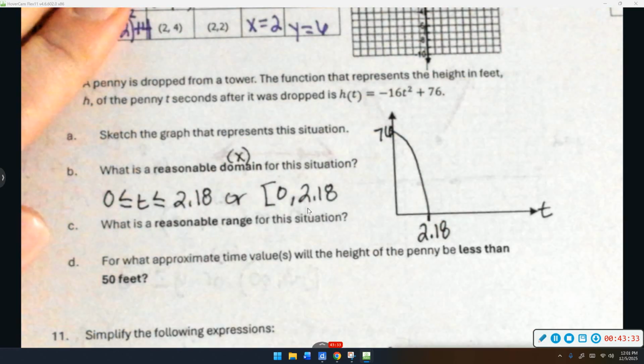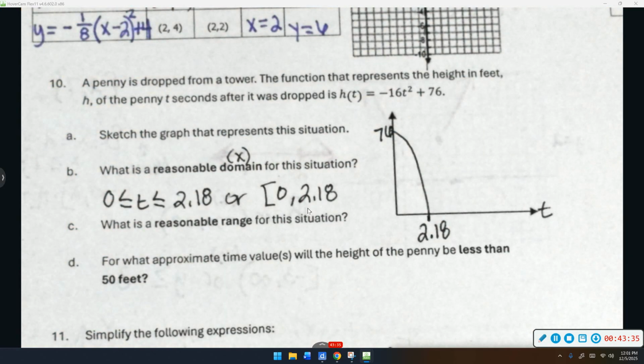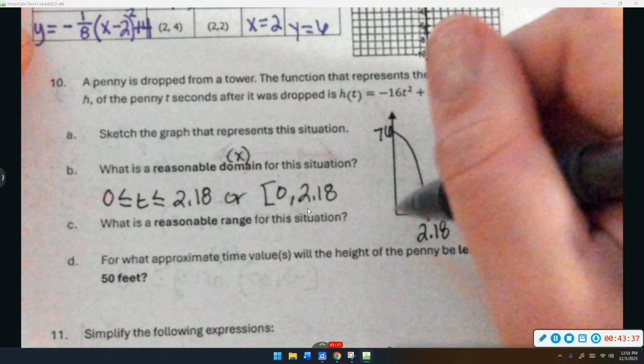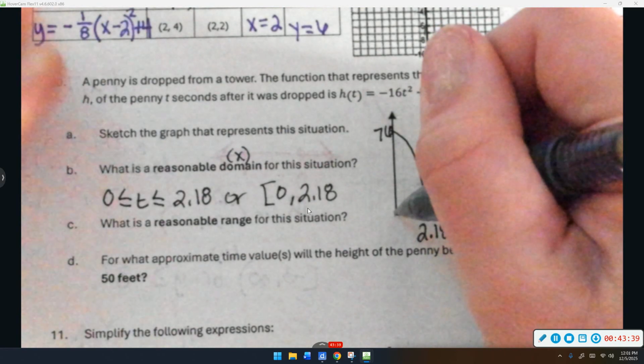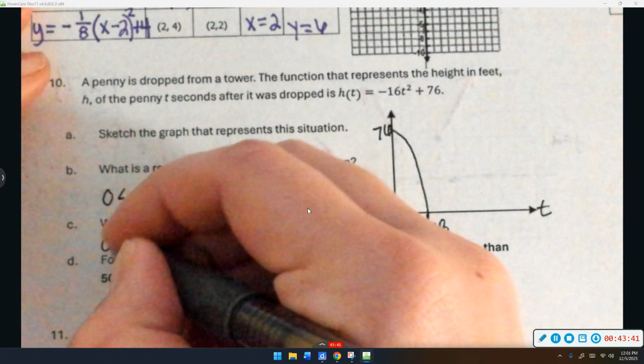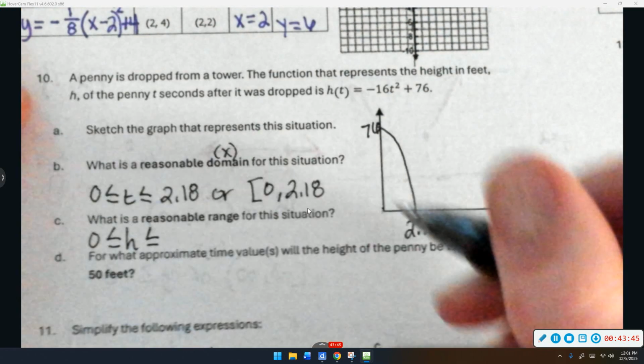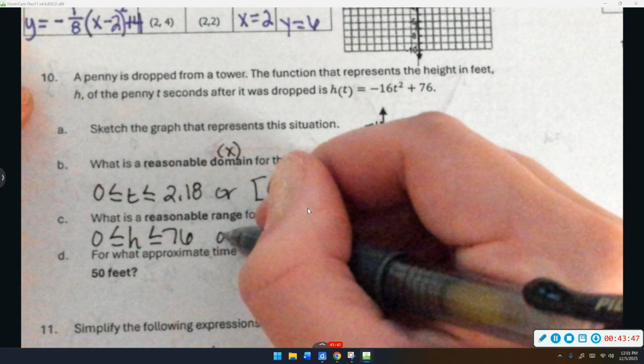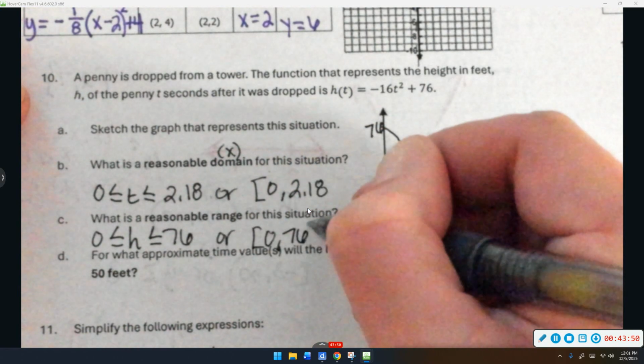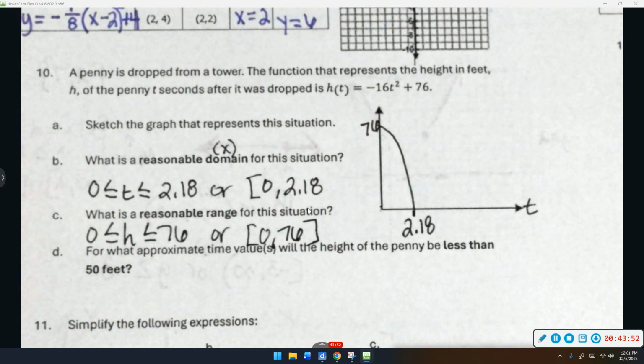All right. Range. What's a reasonable range? Let's see. That's height. So that one's going from 0. What's the highest point of the story? It's where the penny starts. The penny starts at 76. So 0 to 76.